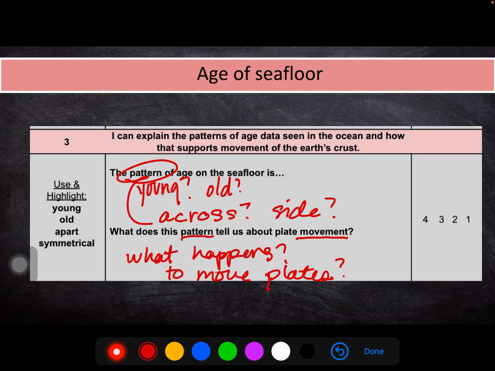Okay, so the more detail you can have, the better. As always, when you're writing your summary, make sure you include all your keywords and highlight them up.